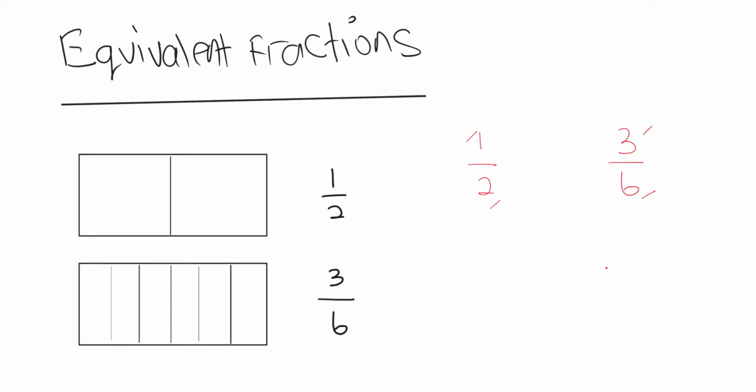Okay, now to understand that, let's look at this diagram. So I've got two blocks of the same size, identical. The first block I have divided into two equal parts, right? Because the denominator says 2. And the second block I have divided into 6 equal parts. Okay, now let's look at 1 over 2. This represents 1 over 2. And 3 over 6 is this whole lot here. It represents 3 over 6.